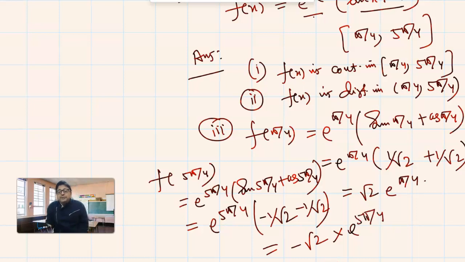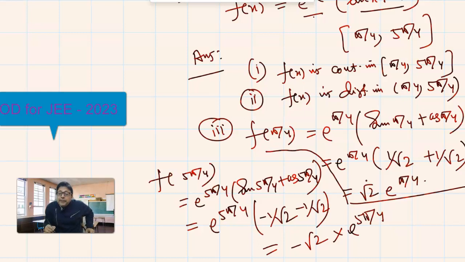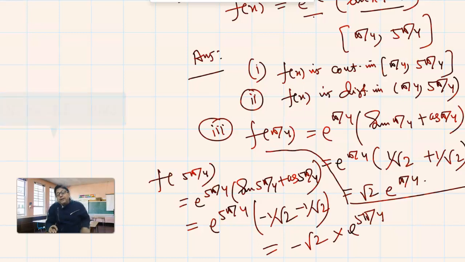Obviously there is a difference between these two values. At x equal to pi by 4, the functional value was root 2 e to the power pi by 4. Here it is minus root 2 e to the power 5 pi by 4. There is no way to prove that these two extreme values are equal. So here Rolle's theorem is not applicable, as the third condition, that the functional values at the extreme points are equal, fails. So Rolle's theorem does not apply.